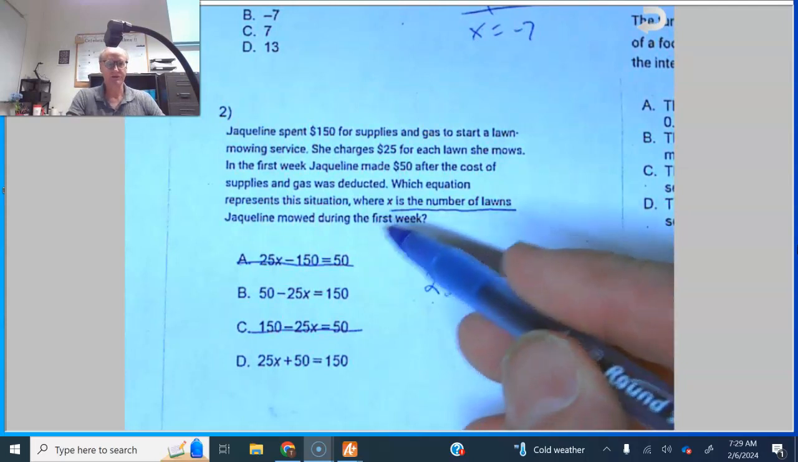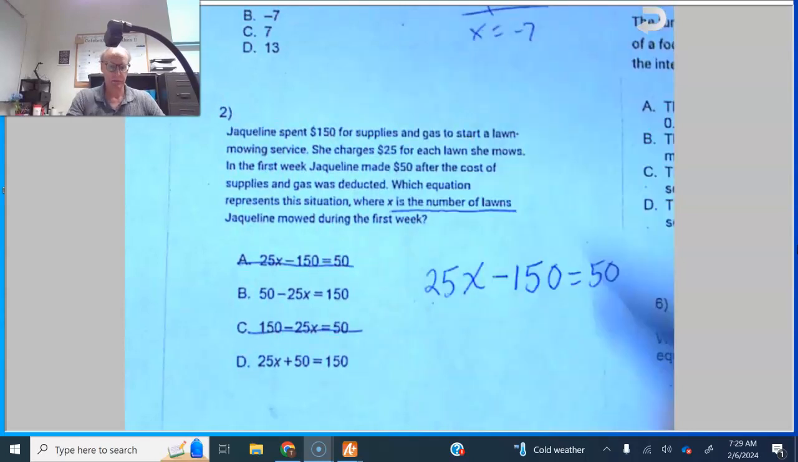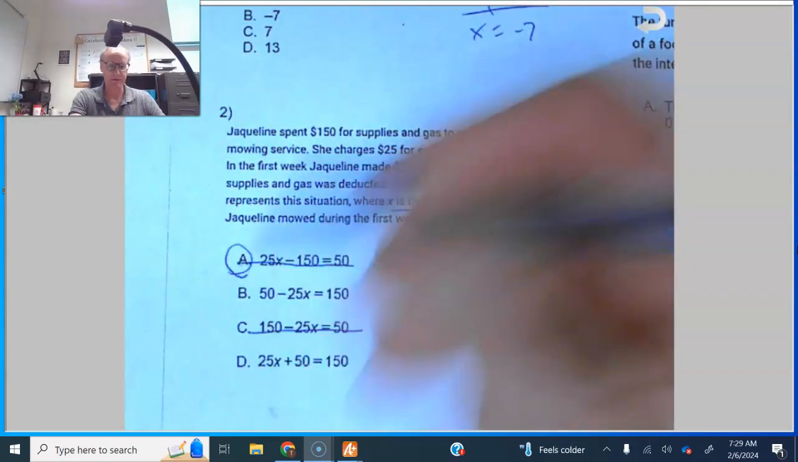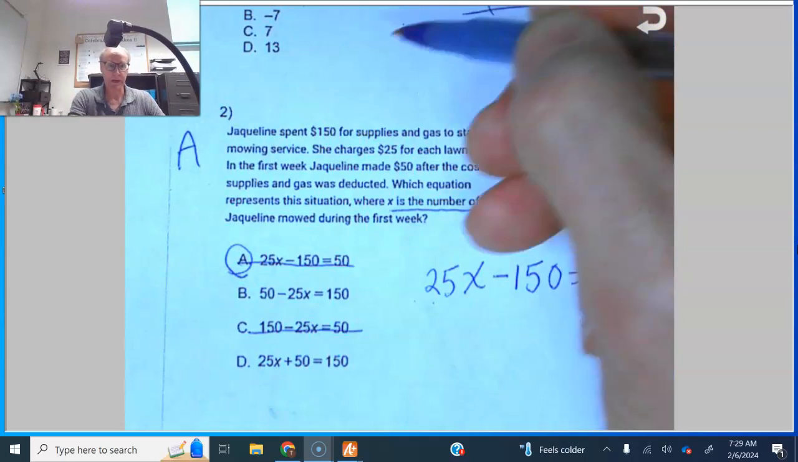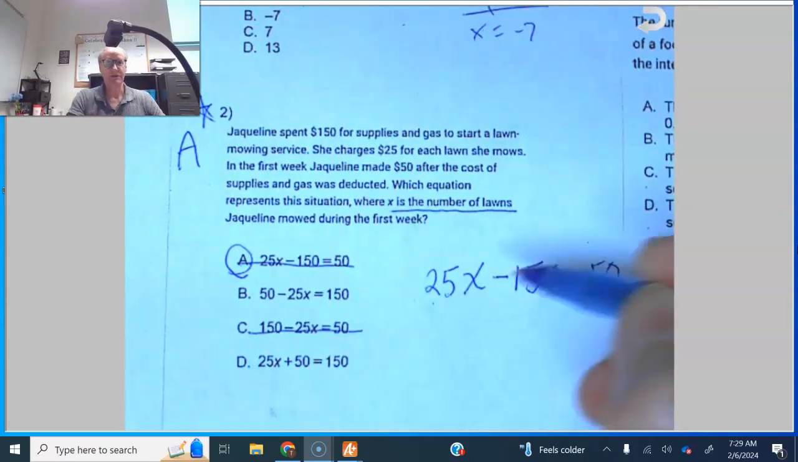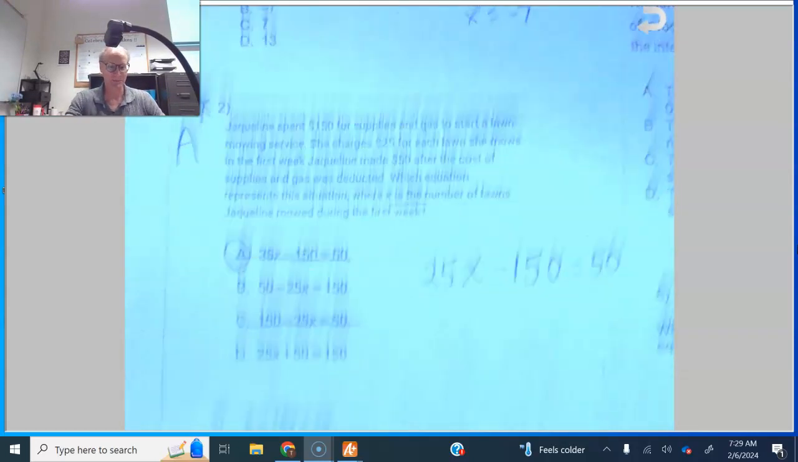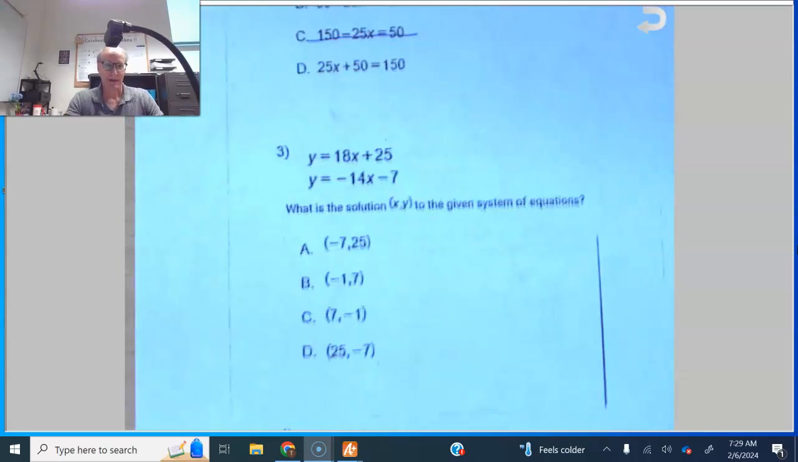It says, which equation represents the situation where x is the number of lawns? And we're looking at A, which is probably correct. Didn't mean to trick you, but we need to read the question carefully. And I just made an assumption, and bad idea. Like I said, I didn't preview these.